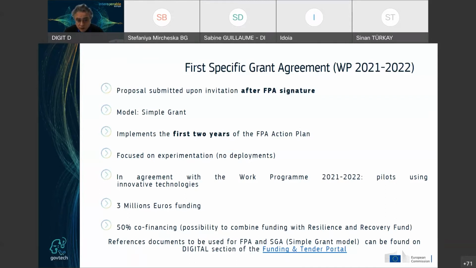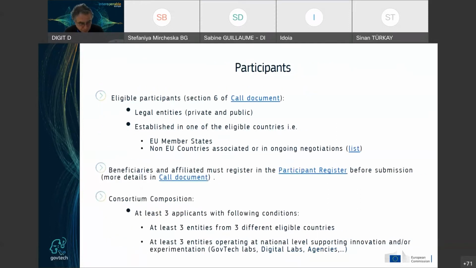All the reference documents to be used for the framework partnership agreement, but also if you want to have a look at the CIPL grant model, you can find under the digital sections of the funding and tender portal, but as well on the page of the call that you will have the link here.